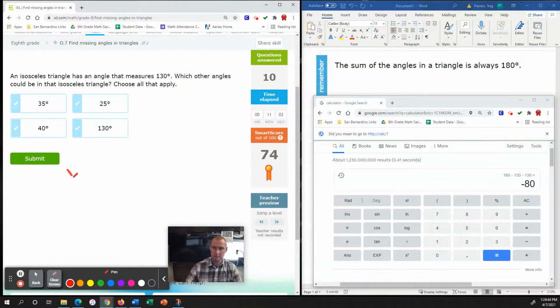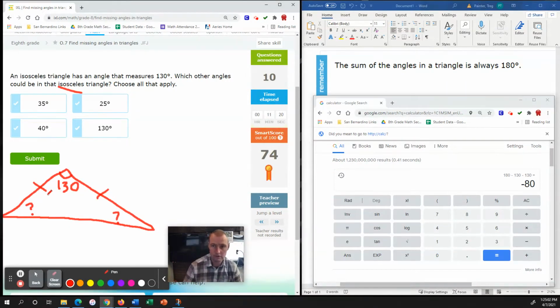So this isosceles triangle has basically a big obtuse angle at the top, like this. So 130 is here, which means you have your 50-50 split down here. Remember, an isosceles triangle has two sides that are the same, therefore two angles that are also the same.